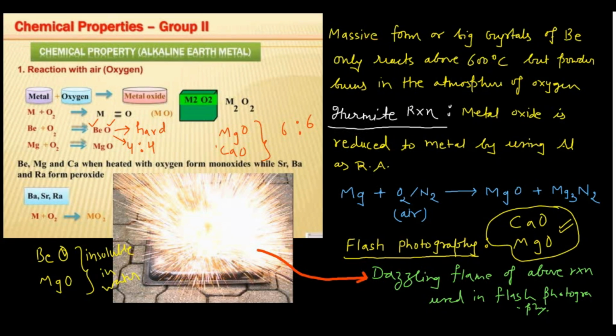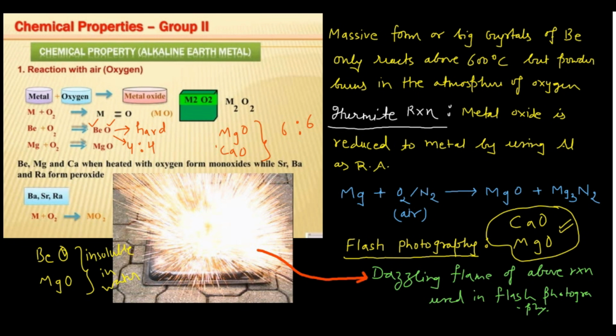This is for the big crystals or massive forms of beryllium, but if you finely divide this crystal into a fine powder, the grains have a much larger surface area. Due to this larger surface area, the reaction rate goes higher. So when you convert the massive form into powder, only then can you burn your beryllium in the presence of oxygen to get beryllium oxide. Otherwise it is not possible.